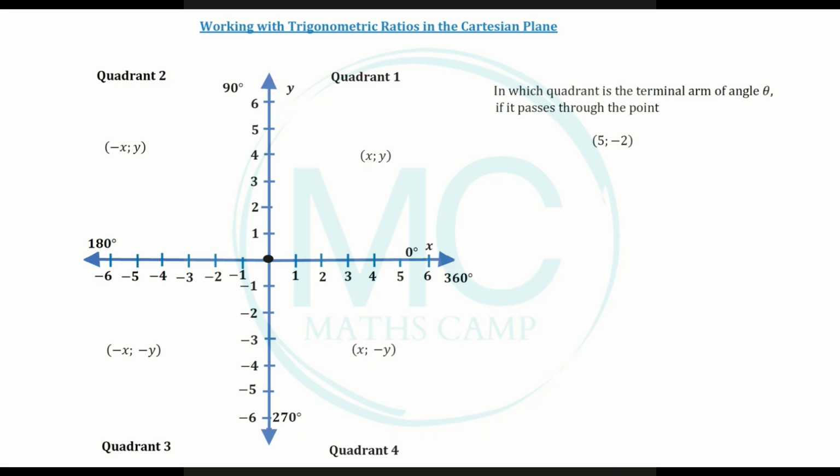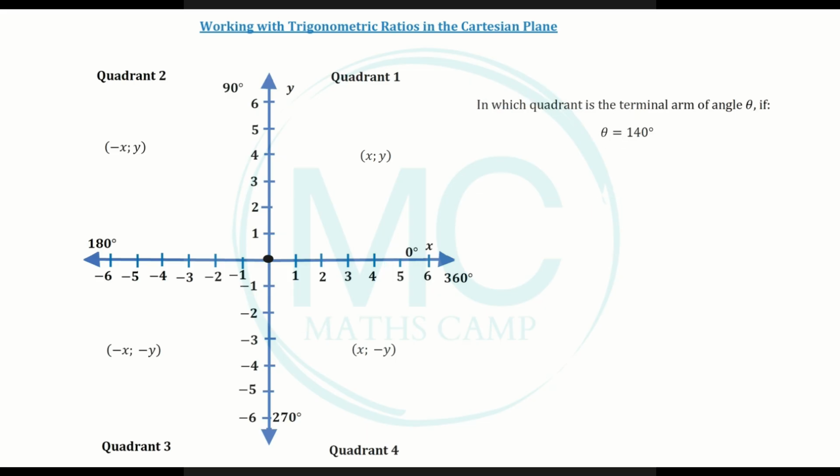In which quadrant is the terminal arm of angle theta if it passes through the point (5, -2)? In this case, x is positive. In the diagram, the value of x is positive to the right of our origin. So our point could be in quadrant 1 or in quadrant 4. But y is negative, so we are looking at y values below the origin. Quadrant 4 is the only quadrant where x is positive and y is negative. So we can write quadrant 4 as our answer.